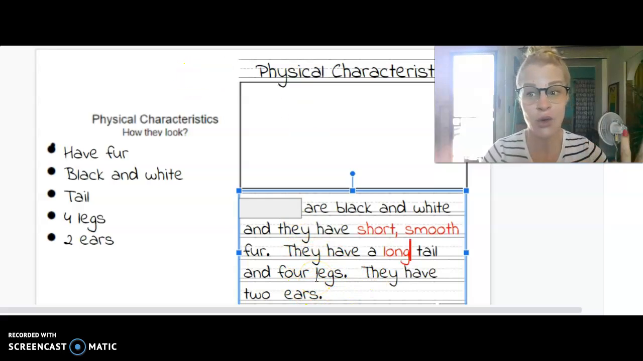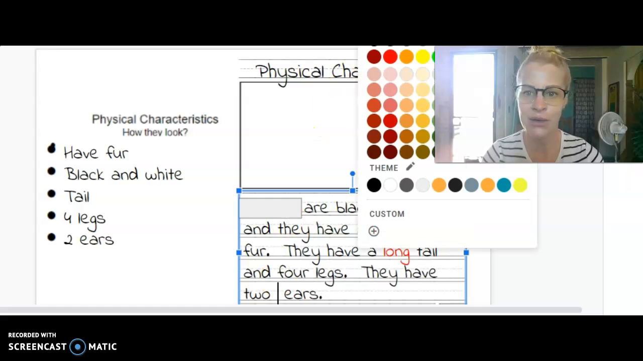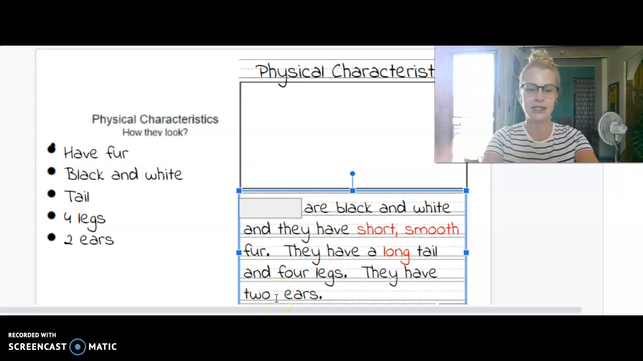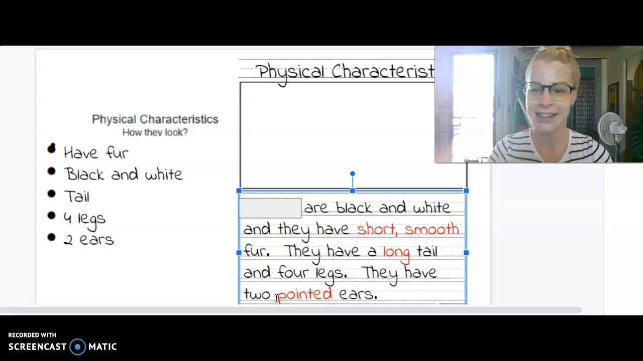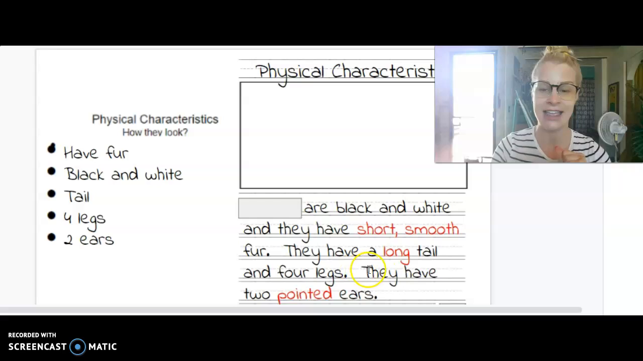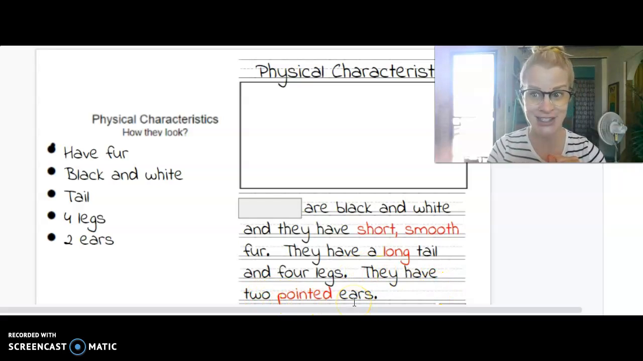Okay, legs is also a noun that I could describe, and so are ears. I'm going to add another adjective to talk about the ears because I think that that's what's going to set my animal apart. It's something that is distinct to this animal. So if I want to describe the word ears, I put the adjective in front of it. Pointed. Pointed ears. So, are black and white, and they have short, smooth fur. They have a long tail and 4 legs. They have 2 pointed ears. So, now do you have a guess?